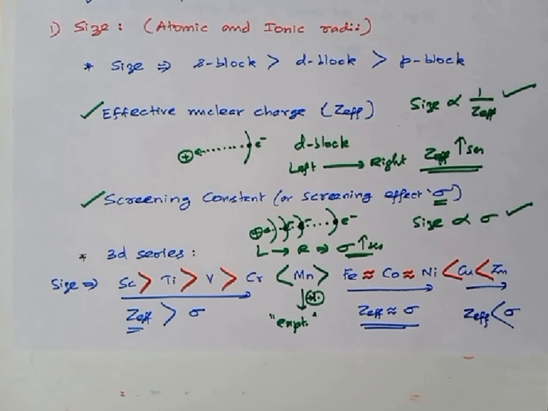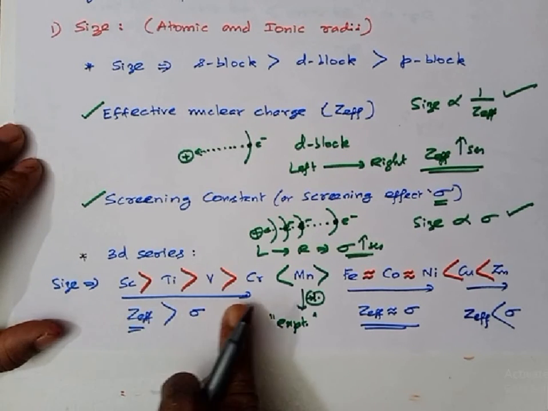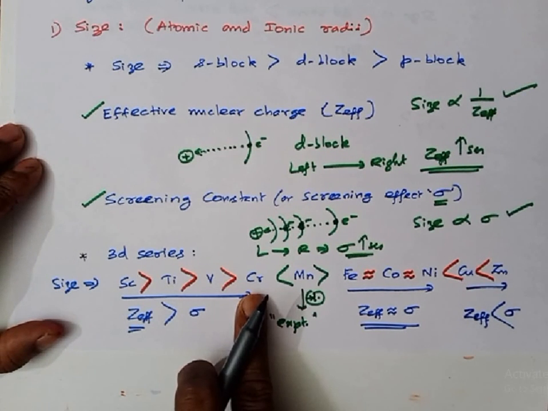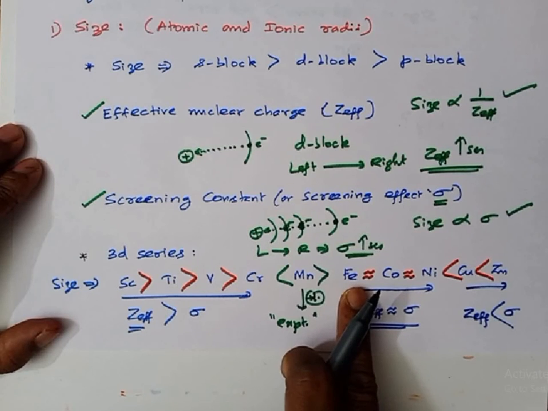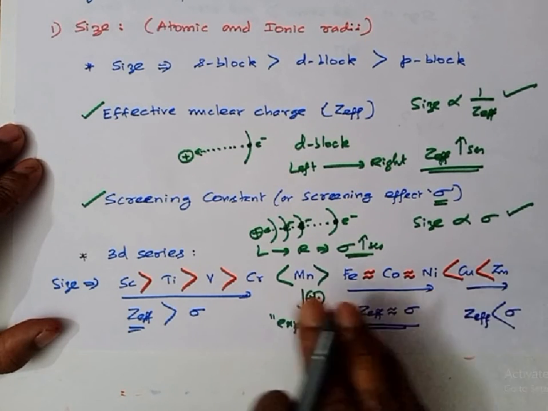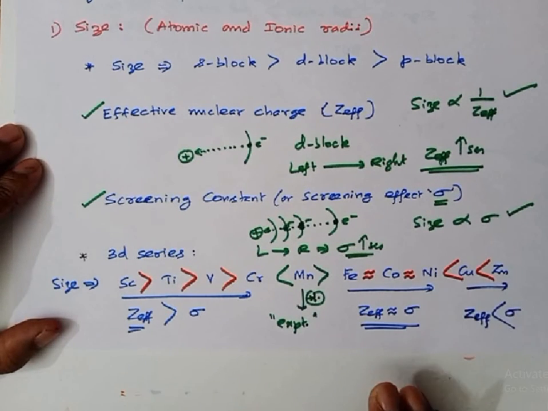Tech 2 students, very important. For the 3D series, you should remember the variation, how size varies. From scandium to chromium, size decreases. Suddenly for manganese it increases. This is due to crystal structure. After manganese, for iron, cobalt, nickel, the size is almost constant. Then after nickel, the size increases.